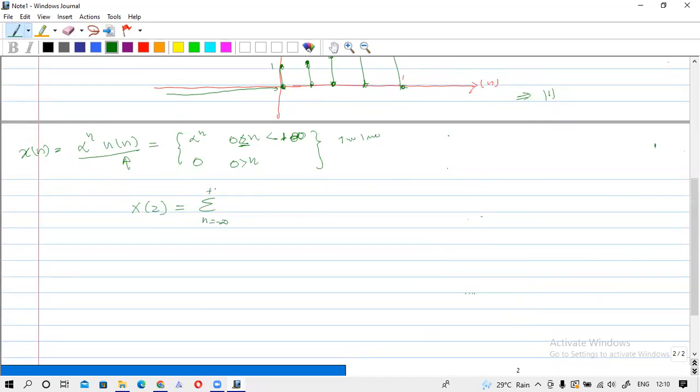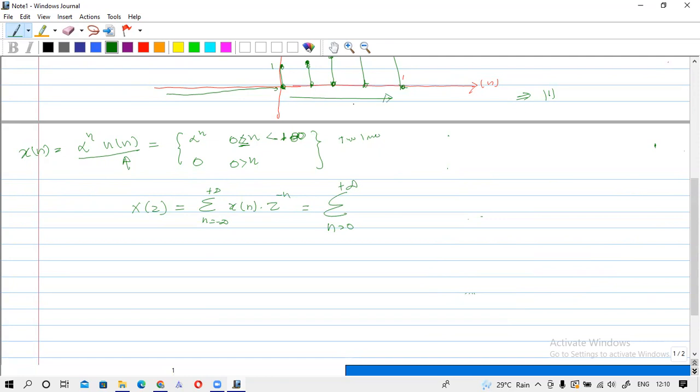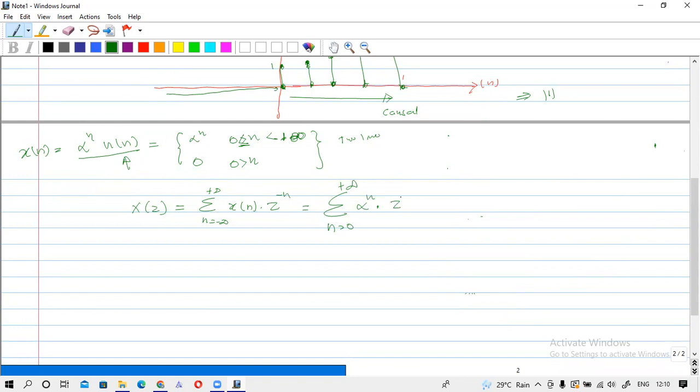you know that the sum for n from minus infinity to plus infinity of x[n] z^-n is the z transformation. In our case, n is from 0 to plus infinity, because only the one-sided samples are there, that means it is a partial signal. So if you take x[n] as alpha^n, we have alpha^n z^-n. So this is what we have.